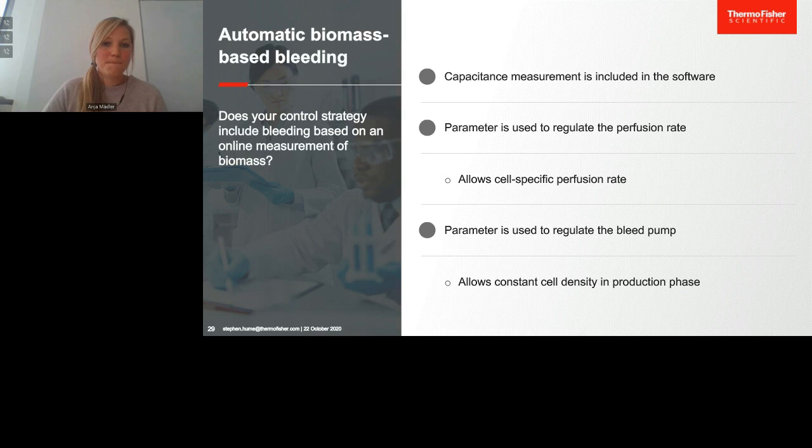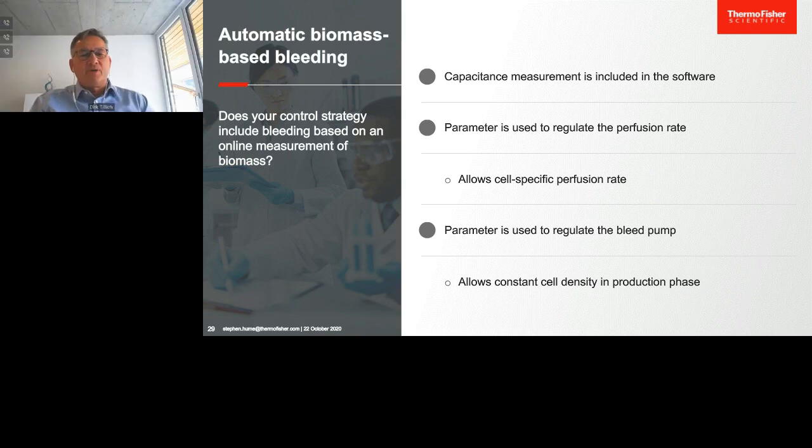Yeah, thank you for explaining your setup, Anja. You mentioned an online biomass sensor. Does your control strategy include bleeding based on an online measurement of biomass?